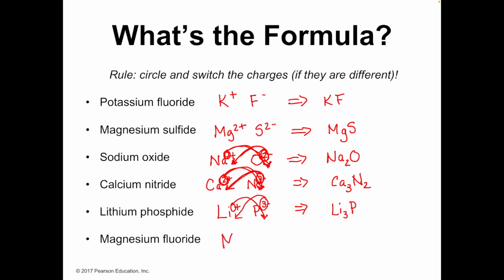And then lastly, we have magnesium fluoride. Magnesium gets a 2+ because it's in group 2A. Fluorine gets a 1- because it's in group 7A. Our charges are not equal and opposite, so we're going to go ahead and circle and switch.